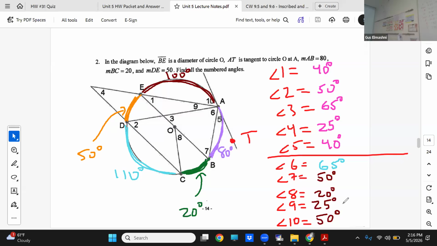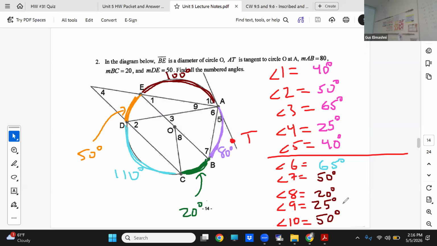Okay, but take 3, right? So guys, angle 3 is intercepting what? The blue, the purple and the orange, right? The purple and orange. So if you think about it, that has to be the average of it. So half of 50 plus 80 is 65. So angle 3 has to be 65. Angle 8's an easy one. That's a central angle. What's angle 8?